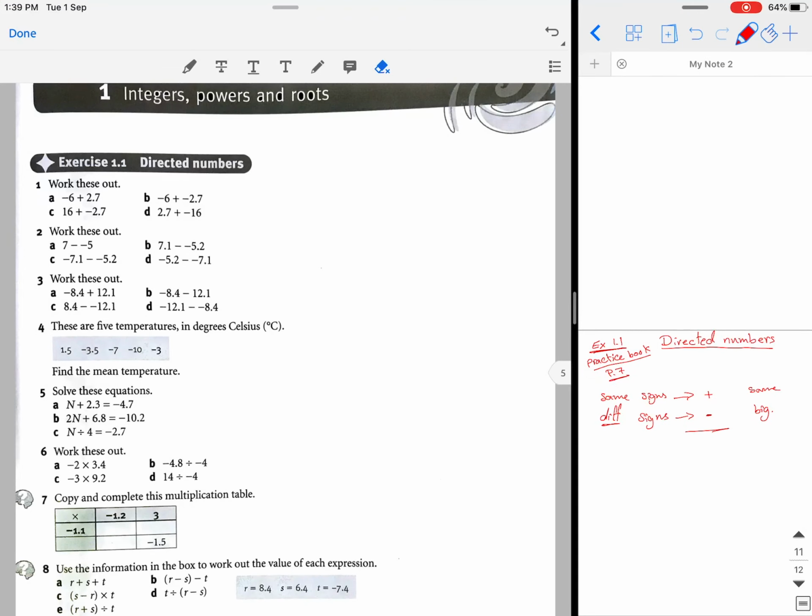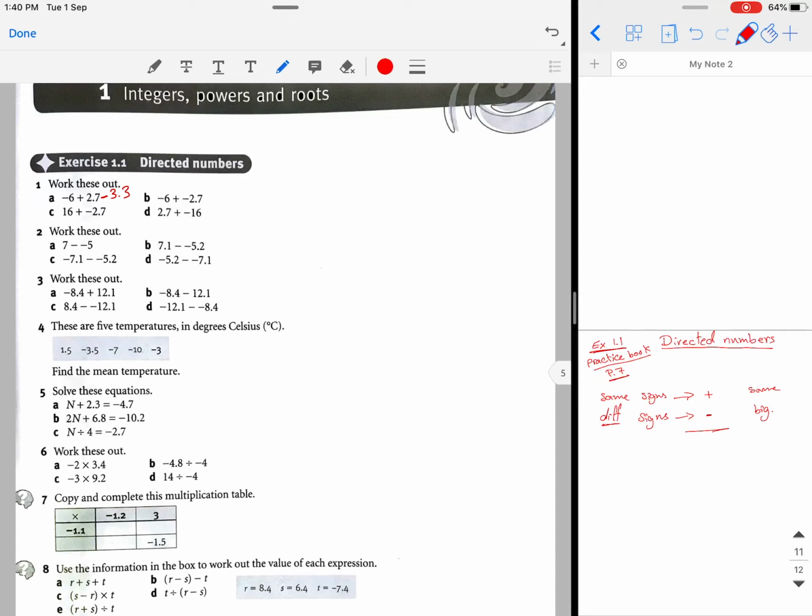Okay, we have negative 6 plus 2.7. So we will do subtraction because the first one is negative and the second one is positive. Okay, so 6 minus 2.7, it's 3.3, and the bigger number is 6, so it's negative, so the result also is negative.